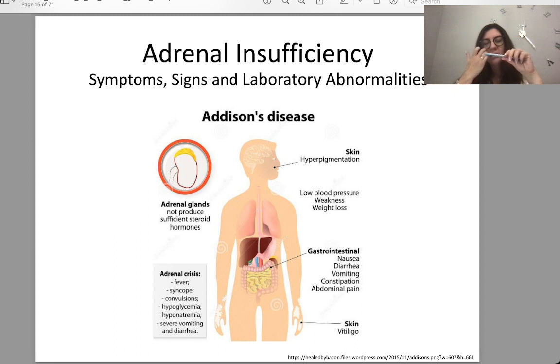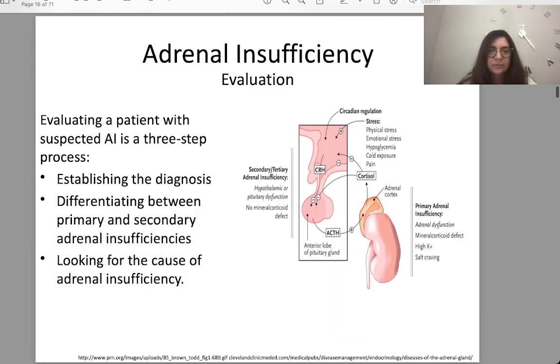And you see here at the left on table signs of adrenal crisis. It is the most severe form of adrenal insufficiency that include fever, syncope, convulsions, hypoglycemia, hyponatremia, severe vomiting, and diarrhea. It is an emergency, quite dangerous state that can lead even to death.